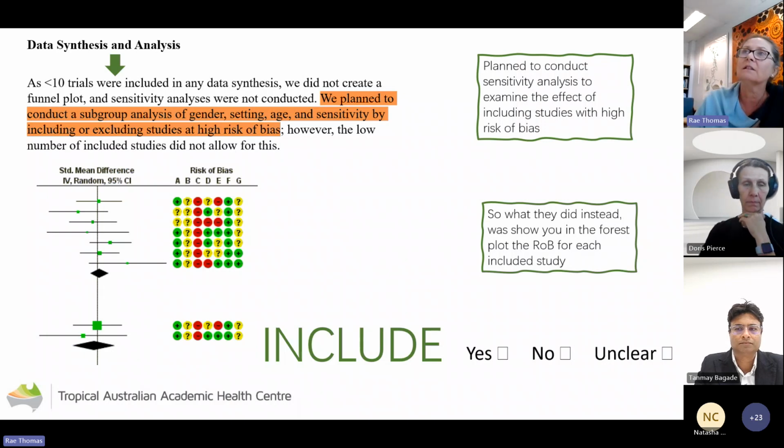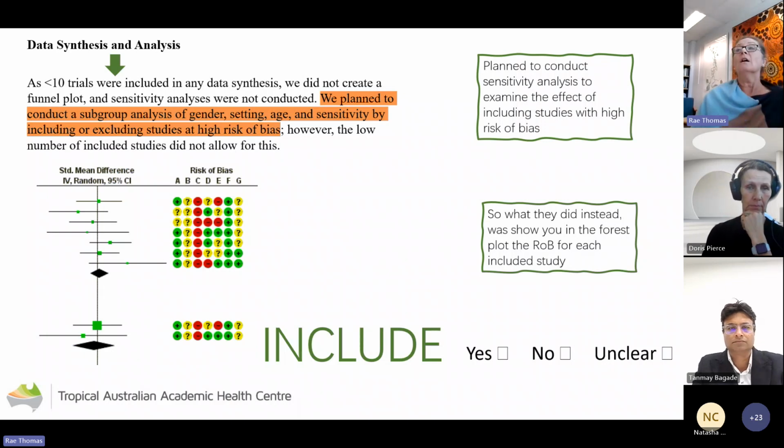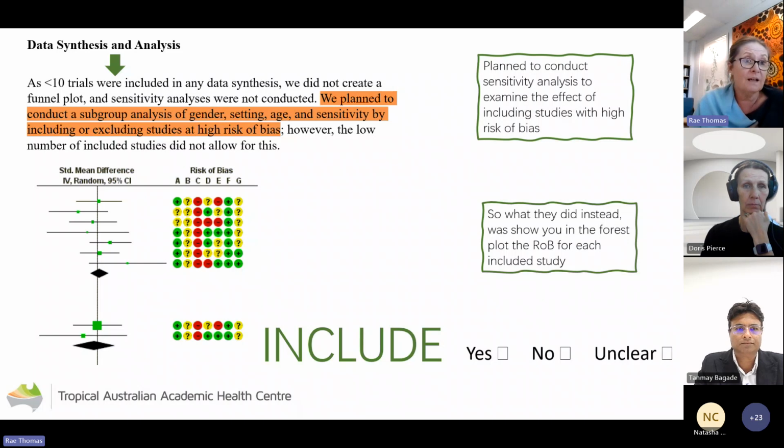And in that section, I found that they said, look, we plan to conduct a subgroup analysis of gender, setting, age, and sensitivity by including or excluding studies of high risk of bias. But they couldn't, because they didn't have enough studies to do this. So they've told me what they wanted to do, but they've also told me why they couldn't. And they're right. They can't actually do sensitivity analysis when there's not enough studies in order to subtract or add to those analyses.